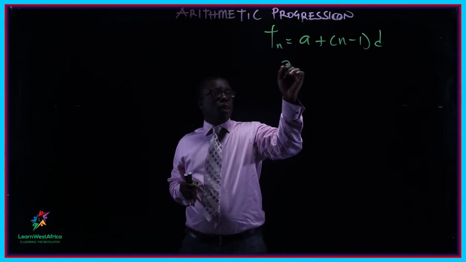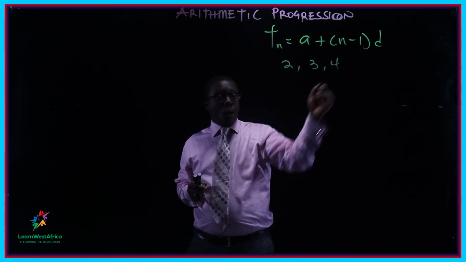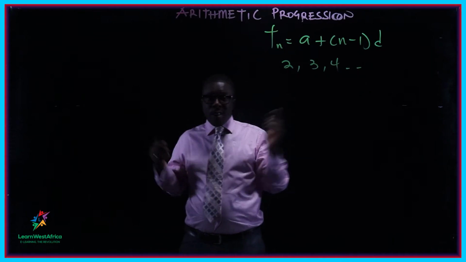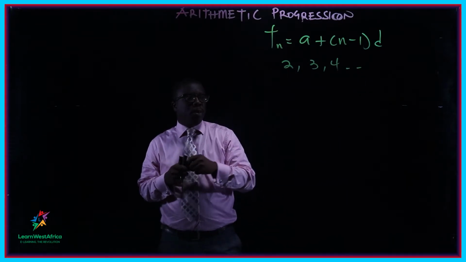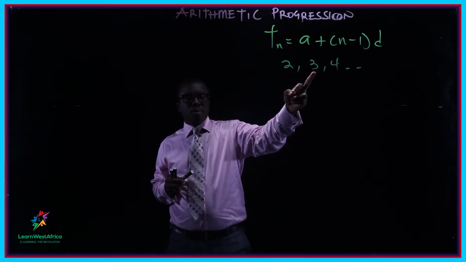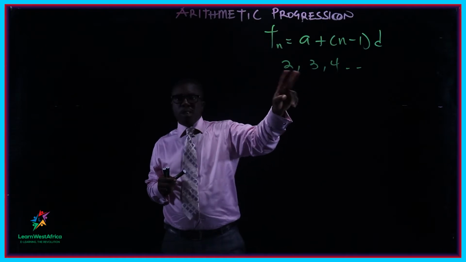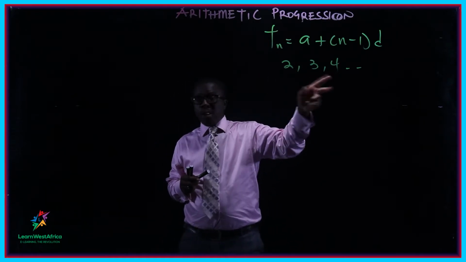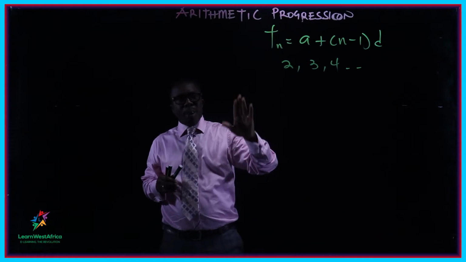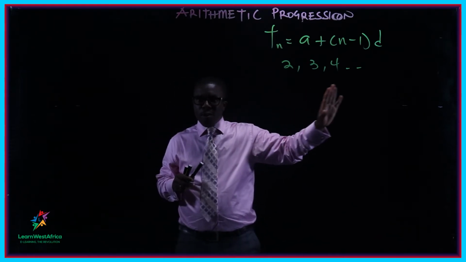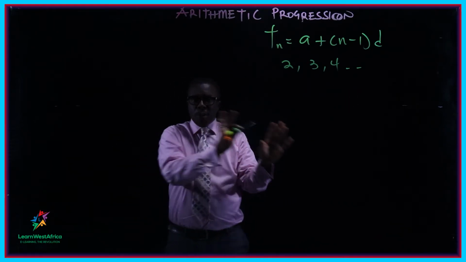So, for example, if you have 2, 3, 4, this is an AP. How do we know that it's an AP? If you take 3 and look at 2, the difference between them is 1. 3 and 4, the difference between them is 1. So anytime you have that same difference running through, we say that you have an arithmetic progression.